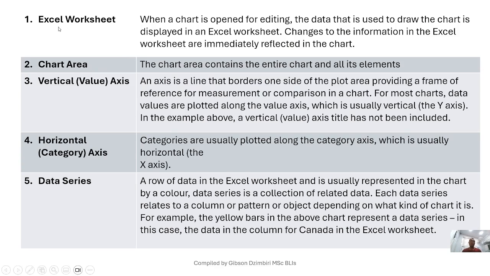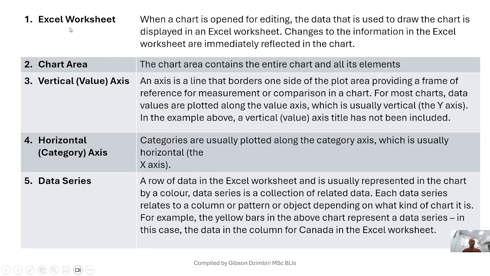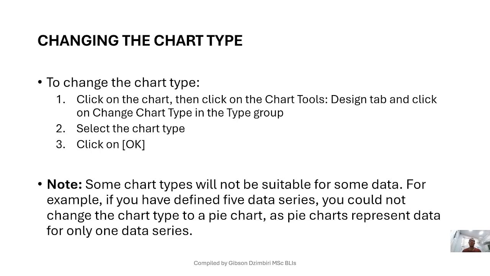Yeah, so I have already mentioned all this. You have got the Excel worksheet which is opened. Once you get a chart, you have got a chart area. So this is the chart area. So the numbers that you see here, they have been described here, the functions of those tools that we see on the chart. You can also change the chart type by simply going to these particular tools. You go to chart tools, design tab, then you can change the chart type that you are looking for.